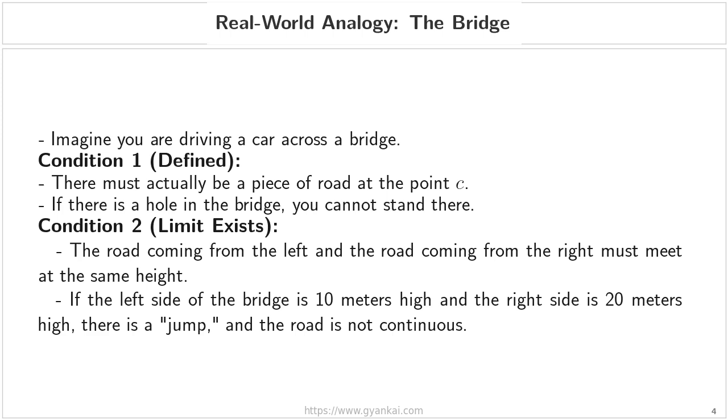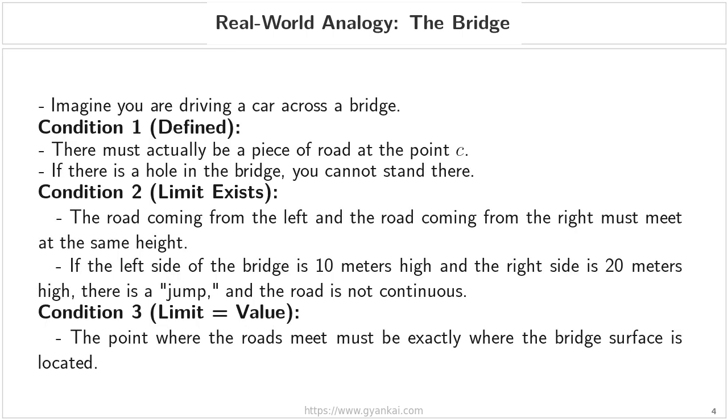Next, we move to condition 2, which is the requirement that the limit must exist. For this to be true, the road coming from the left and the road coming from the right must meet at the exact same height. If the left side of the bridge is 10 meters high and the right side is 20 meters high, there is a jump in the road. In this scenario, the road is not continuous because the two sides do not align.